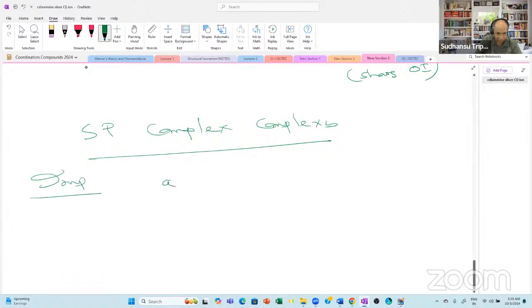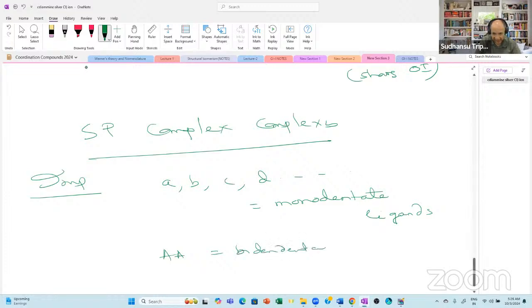Let us take small a, b, c, d, etc. as monodentate ligands. Uniformly, we shall choose small letters like a, b, c, d for any monodentate ligand. A stands for one ligand, B stands for another monodentate ligand. All are monodentate ligands, while capital AA is a bidentate ligand. Capital letters are for identical donors.